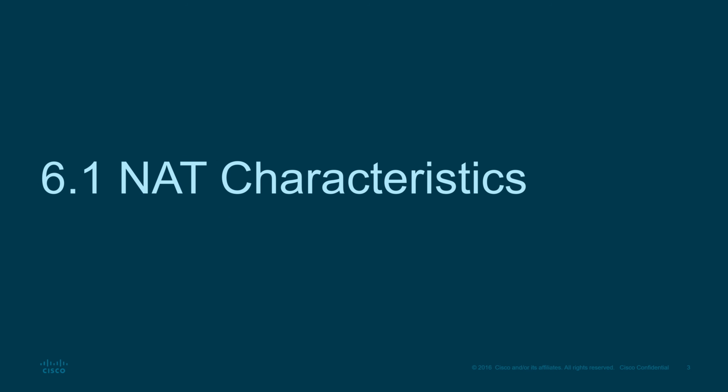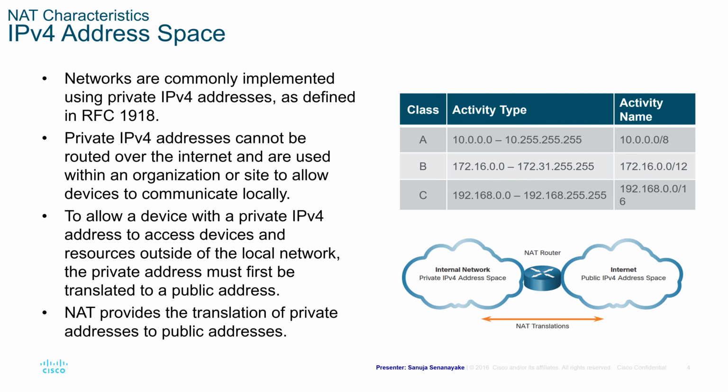NAT characteristics. IPv4 address space. Networks are commonly implemented using private IPv4 addresses as defined in the RFC 1918 standard. Private IPv4 addresses cannot be routed over the internet and are used within an organization or site to allow devices to communicate locally. To allow a device with a private IPv4 address to access devices and resources outside of its local network, the private address must be translated to a public address. So Network Address Translation, or NAT, provides the translation of private addresses to public addresses.